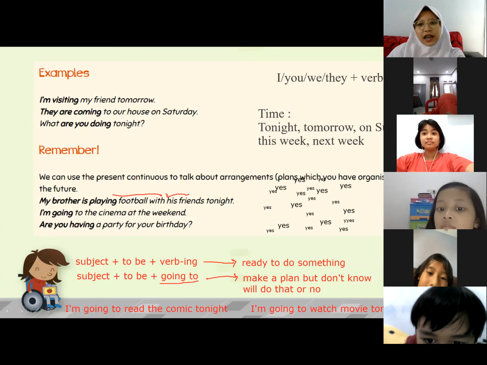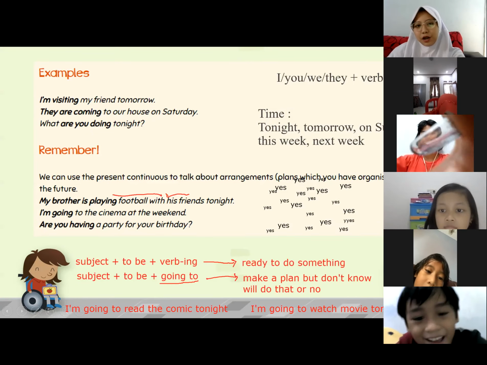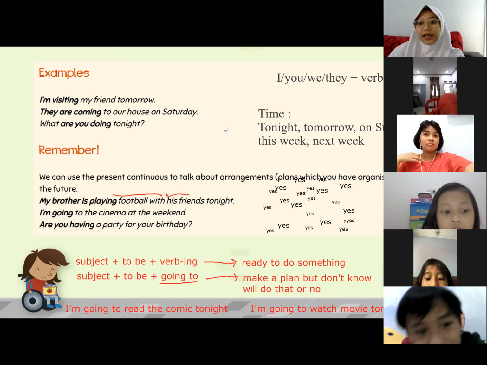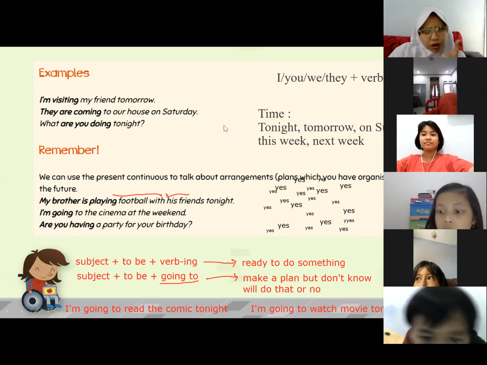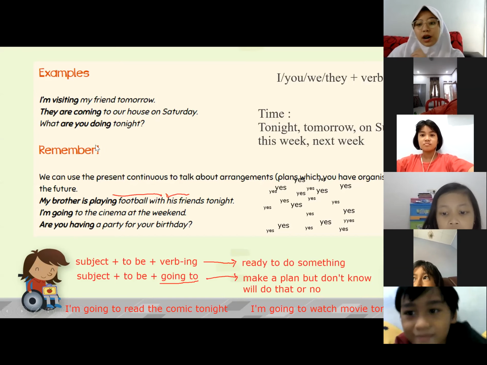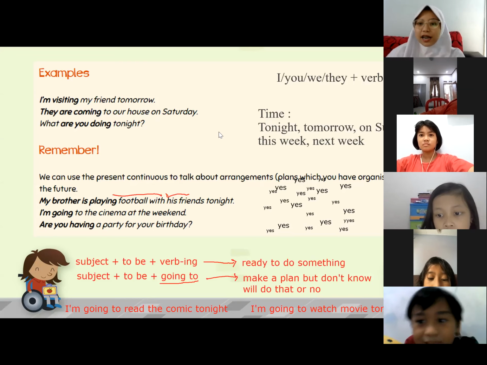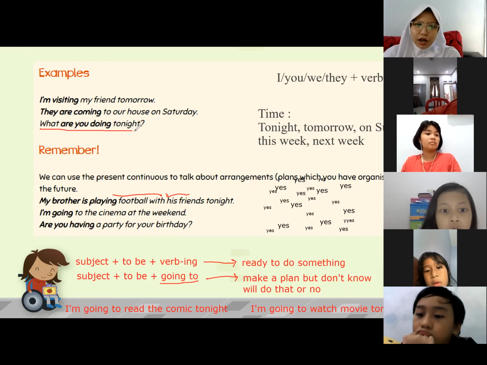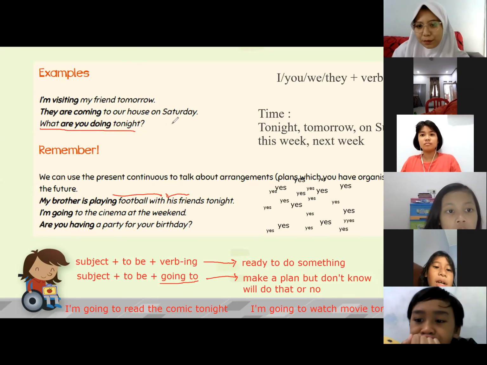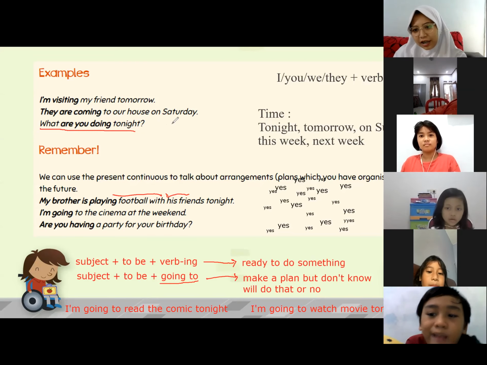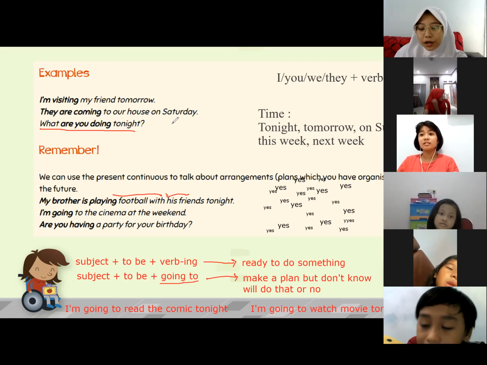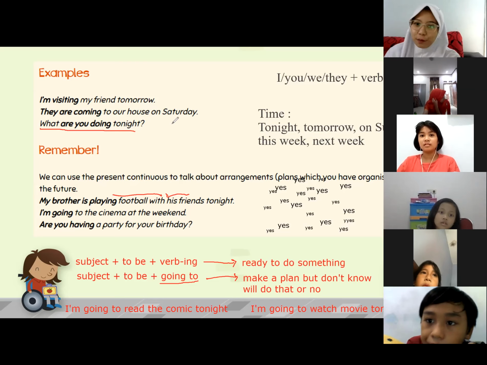So here. This is how to ask, guys. What are you doing tonight? Let us say before, what are you going to do tonight, for example? This is how to ask your friends. Please, Nada, ask this to Tristan. What are you doing tonight, Tristan? Gonna watch some movie. I'm gonna watch movie. Okay, good job. Thank you, Tristan.